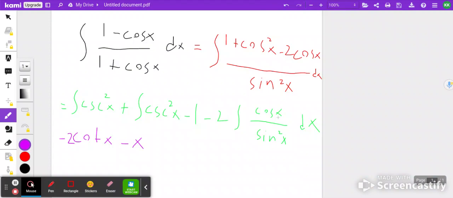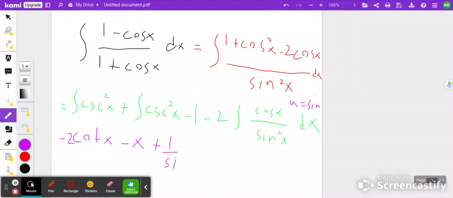And lastly, this is a u substitution problem. If you let u equal sine x, we can see that du would be cosine x dx, and this would cancel out, and we would have 1 over u squared. The integral of 1 over u squared is negative 1 over u. So the negative and negative cancel out. It becomes a plus 1 over u, but u is just sine x.